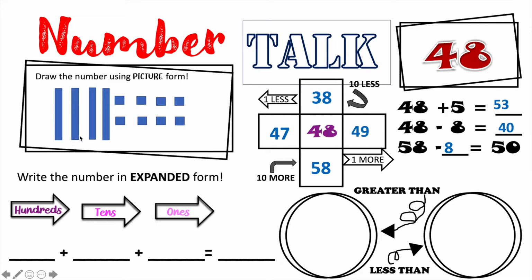1, 2, 3, 4. 4 groups of, but we're not going to write just a number 4, because if we do that, we would be talking about ones. If I have 4 groups of 10, we need to write 40. And how many ones do we have? 8. So 40 plus 8 equals 48.